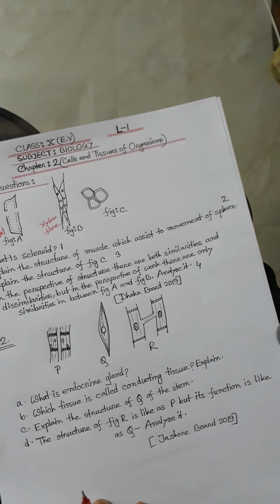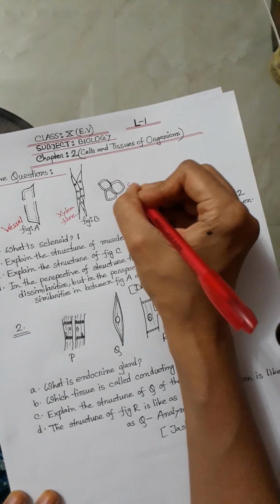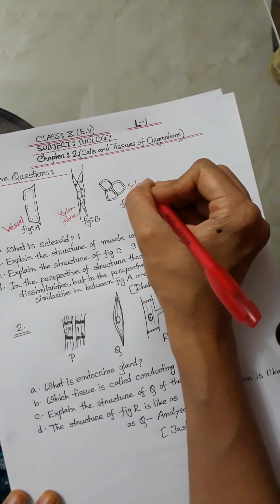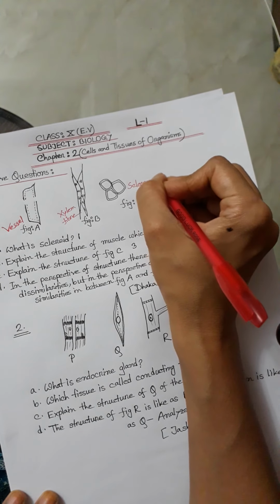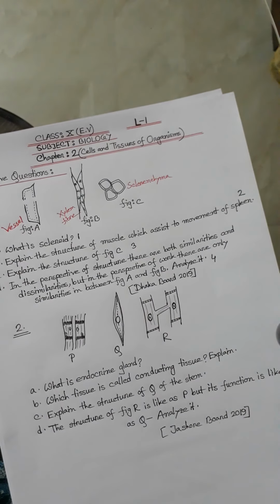Then C, long question: explain the structure of figure C. Here figure C is sclerenchyma. Figure C of the stem represents sclerenchyma tissue, which is one kind of simple tissue. The structure of sclerenchyma tissue is described below.